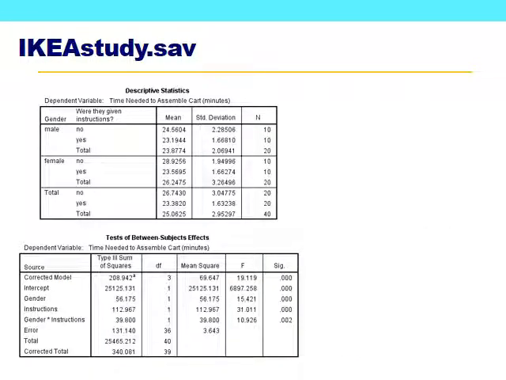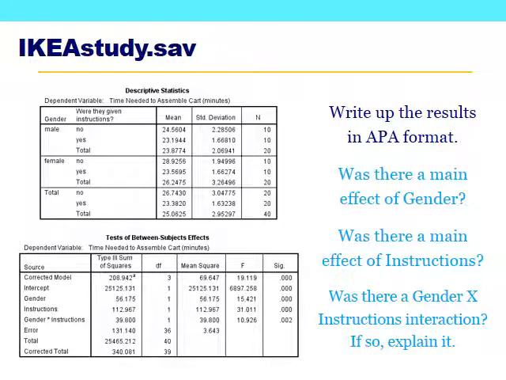On this slide, we see that all three of our effects were significant. There was a significant main effect of gender, there was a significant main effect of instructions, and there was a significant interaction. To interpret the main effect of sex, we need to compare the marginal means for men and women.